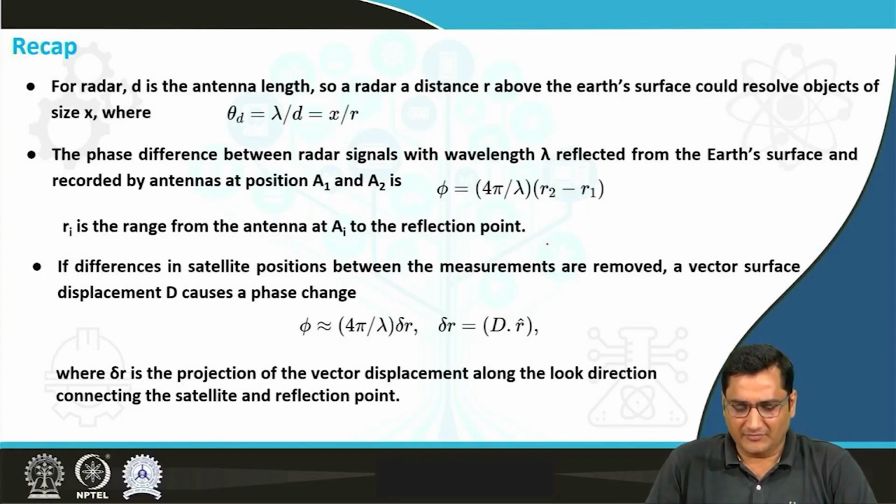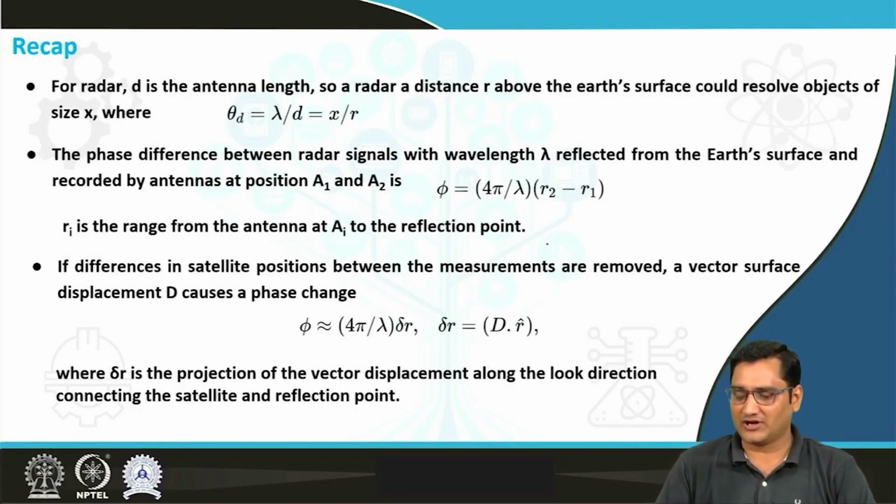Then we learnt about the radar, where D is the antenna length, R is the altitude of the radar from the surface of the earth, and X is the size of the object that we would like to resolve. In that case, theta will be equal to lambda by D, that is equal to X by R, where lambda is the wavelength, D is the antenna length, X is the size of the object, and R is the altitude from the surface of the earth to the radar.